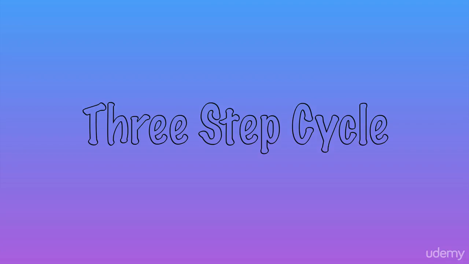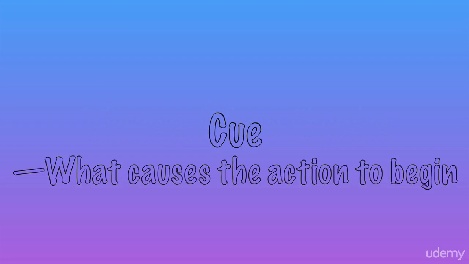It doesn't matter whether this is a habit to run every day, do videos every day, play the piano only once a month instead of once a day. So this 3-step cycle impacts all of the habits that you experience in your life. The first step of the cycle is the cue. The cue is something that you see that causes the action to begin.